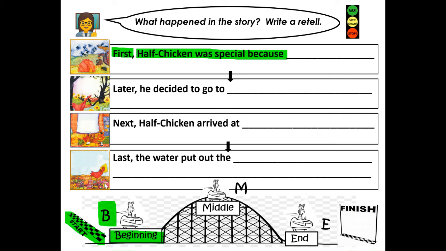Once you've said your sentence, push pause and write your first green sentence, saying what happened at the beginning of the story. First, Half Chicken was special because, push pause, and when you're done writing your full sentence, push play to rejoin the lesson.